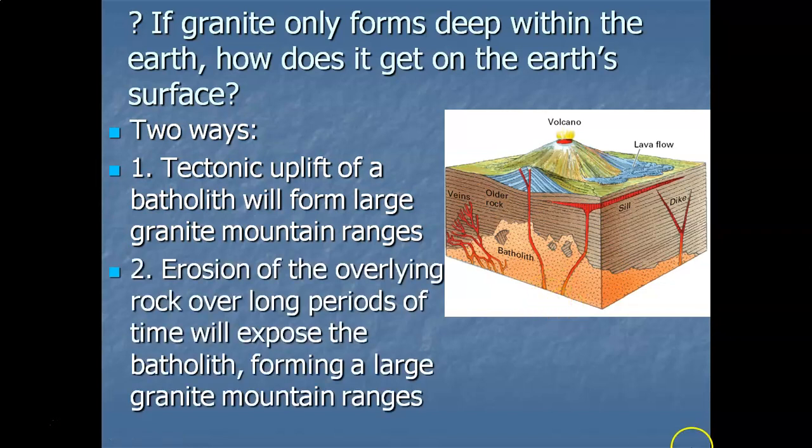Or another way, or it could be in combination too, is you get all of this overlying rock, it could be miles of it, and then over long geologic time spans, you erode all the overlying rock and expose the granite. And then the granite will eventually form, again, a very large mountain range. And we still call the mountain range a batholith.